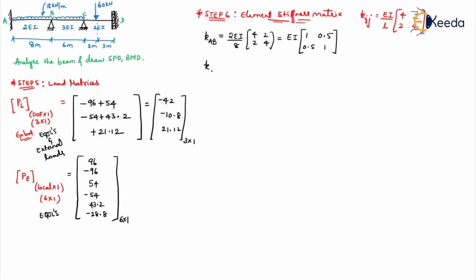Then K, B, C will be what? 3 EI into L is how much? 6. Again 4, 2, 2, 4. So this will be what?